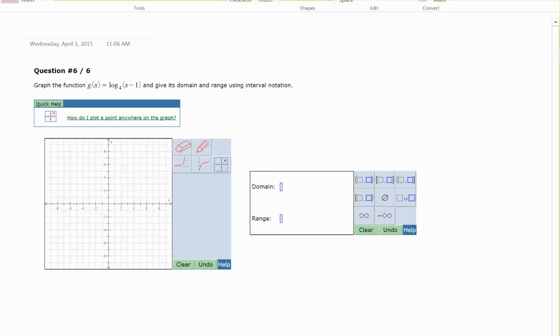In this example, we want to draw the graph of a logarithm in ALEKS. So we have a function log base 4 of x minus 1. We've learned to recognize transformations. Anything inside of parentheses is a horizontal movement, and it's opposite of what we see. So the transformation for log base 4 of x minus 1 is going to shift the graph to the right 1.